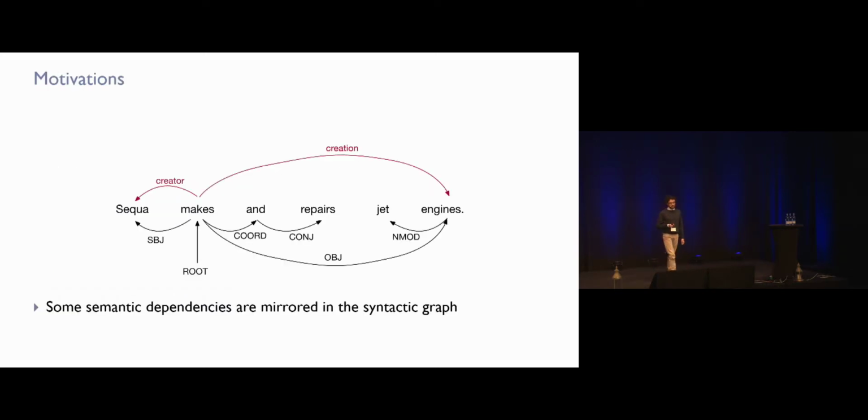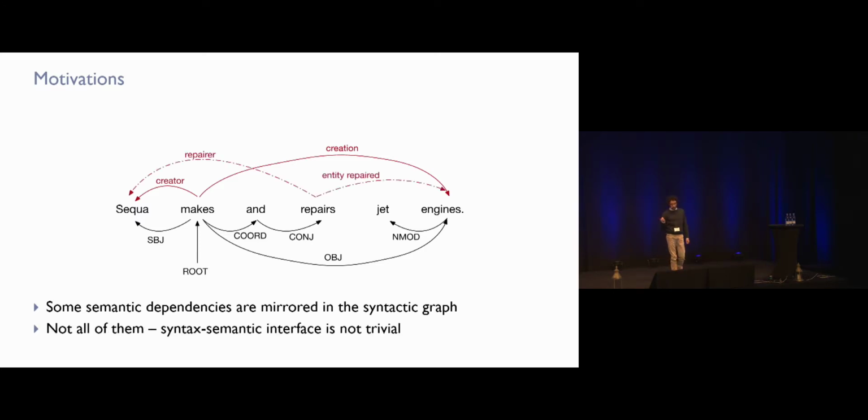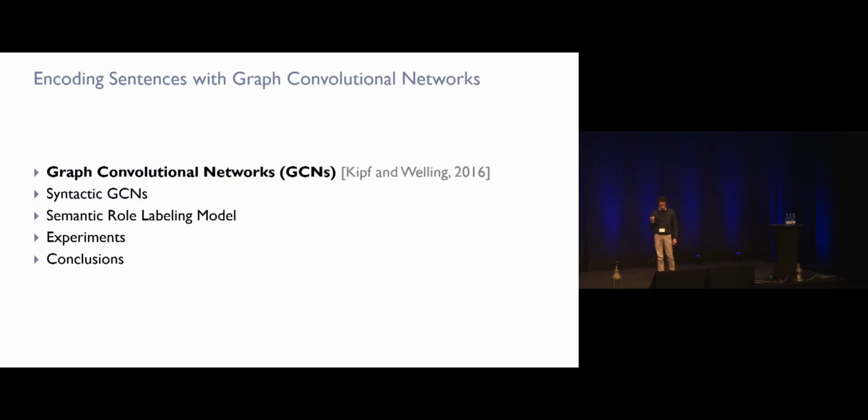So as you can see from this example, syntactic dependencies are mirrored in the semantic graph. The creator and the creation are the subject and the object. Unfortunately, or fortunately for us, not all of them are so obvious. The syntax-semantic interface in general is not so trivial. So that's the reason why we need a model that is flexible and able to encode these non-obvious examples. The model that we propose is graph convolutional networks.